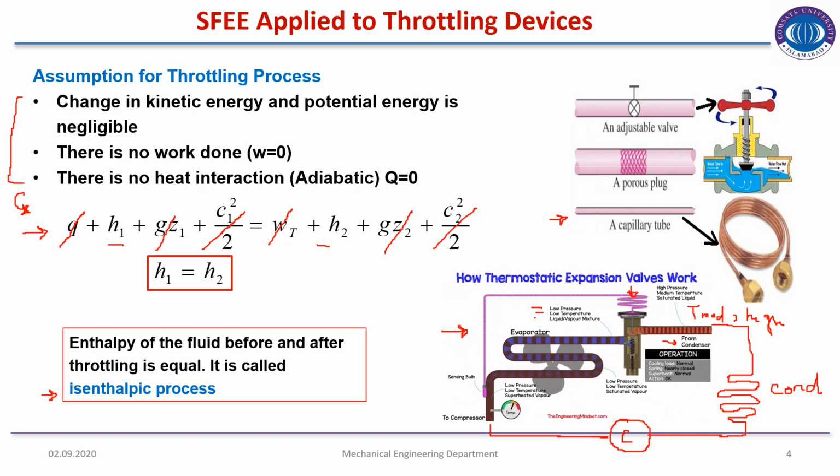vapor is exiting out, liquid slash vapor or a mixture. So the pressure is significantly reduced in the expansion valve. So you can see that this is a kind of like a spring, and it is moving, and the expansion valve is reducing the pressure of the refrigerant, and then the fluid enters into the evaporator.